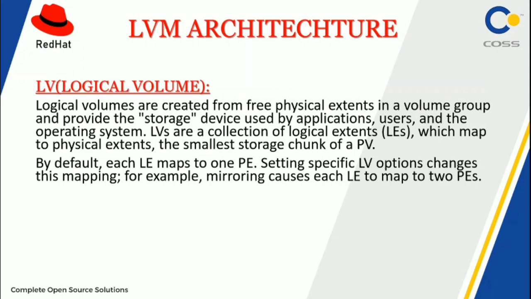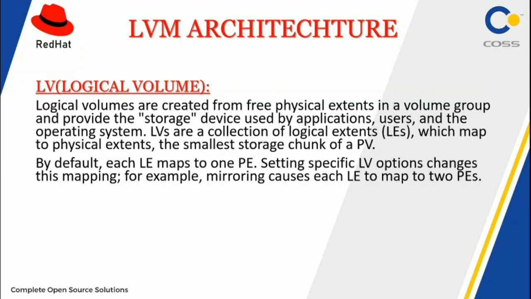Logical volumes are created from free physical extents. So what is a physical extent? A physical extent is actually the small chunk. The small chunks are called physical extents, and they are inside the volume group. When you create the volume group, your PV is divided into small chunks.